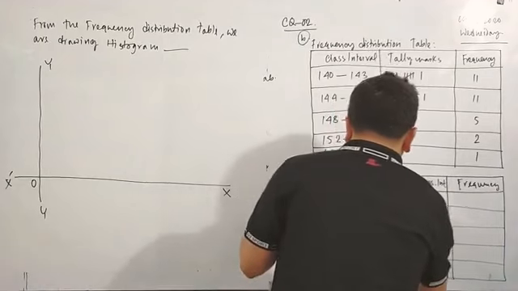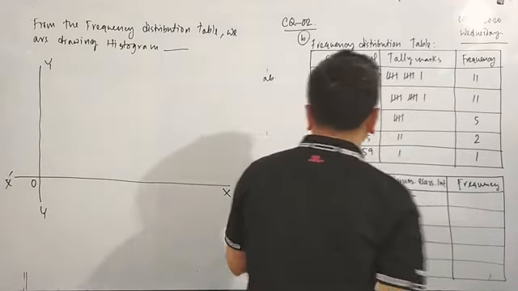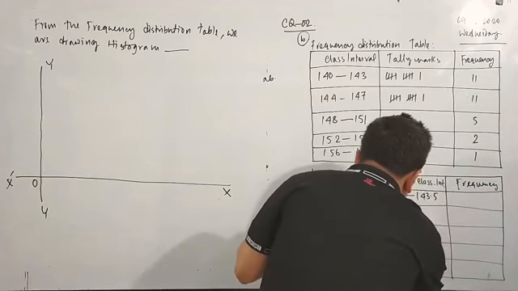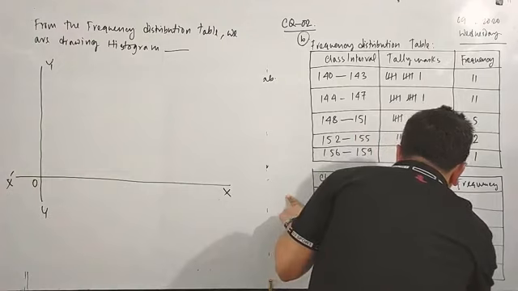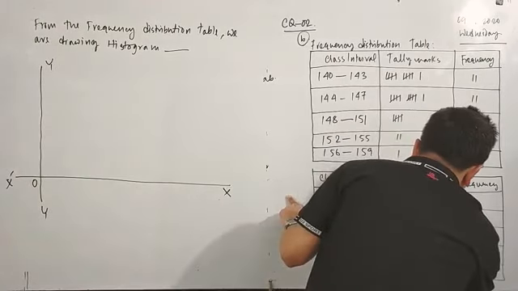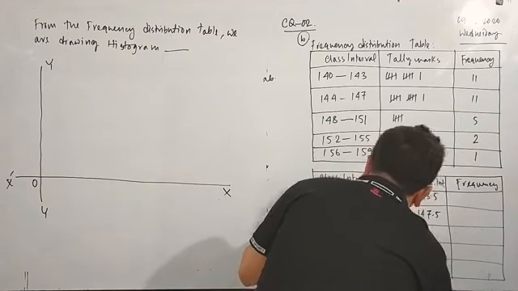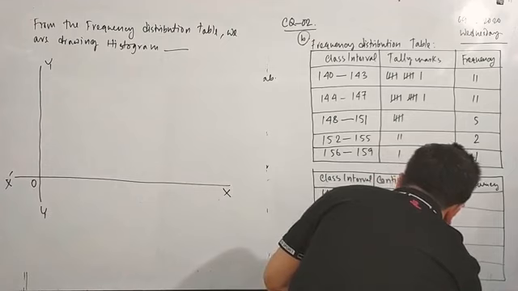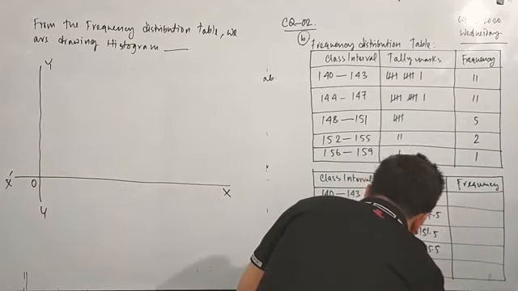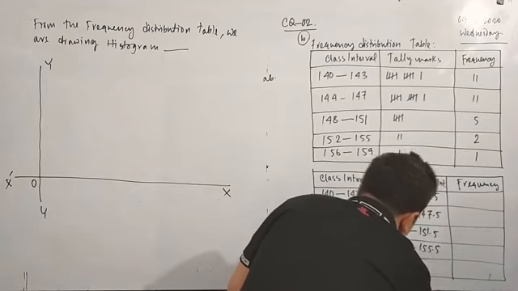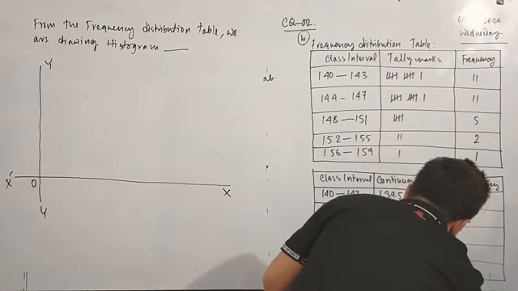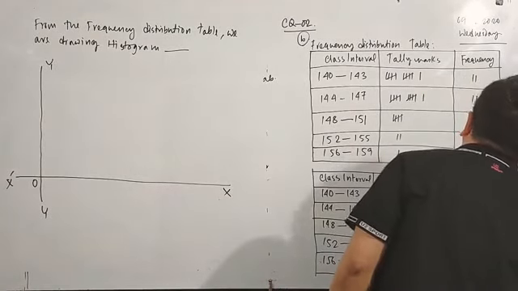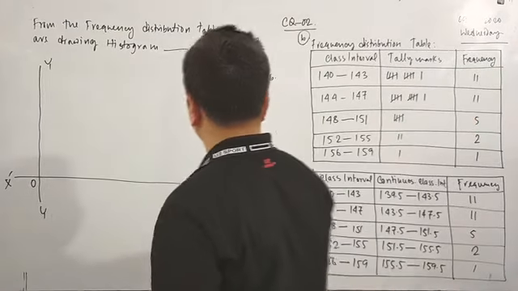And here we have to write 139.5. We subtract 0.5 from the lower limit and add 0.5 to the upper limit. So 139.5 to 143.5, 143.5 to 147.5, 147.5 to 151.5, 151.5 to 155.5, 155.5 to 159.5. And the frequencies here are 11, 5, 2, 1.